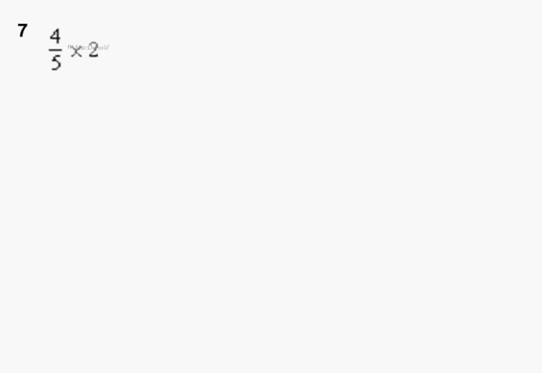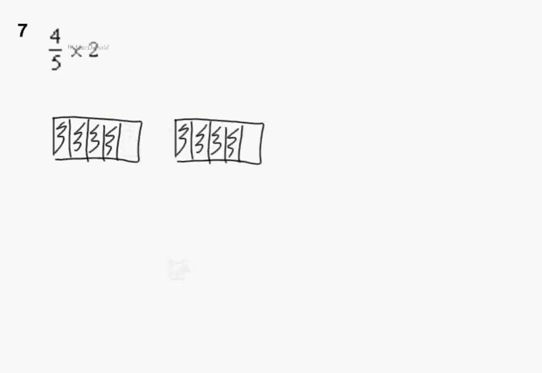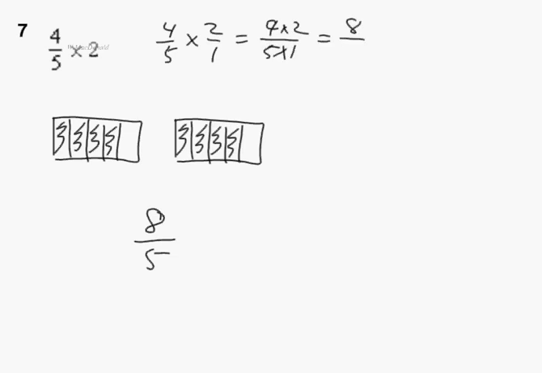Question 7 is just a numeric response and answer. So what is 4/5 times 2? Well, if you solve it with modeling, you can think about it. I have 1/5, 2/5, 3/5, and 4/5. And if I double that, I would have 8/5. If you use just an algorithm, you have 4/5 multiplied by 2 would be 4 times 2 over 5 times 1, which is 8/5, which is still 1 and 3/5.